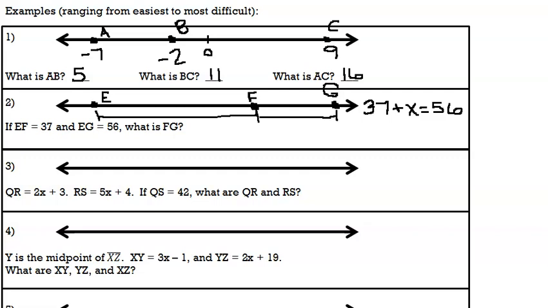37 plus X equals 56. And now this is just going to be a matter of how much algebra you know. I would assume if you were in a geometry class, you could do a one-step equation. So we're going to subtract 37 from both sides. We're going to find out that X equals 19. And that means, as far as the context goes, what does X actually mean? It means if we wanted to answer the question they gave us, what is FG? FG is 19.